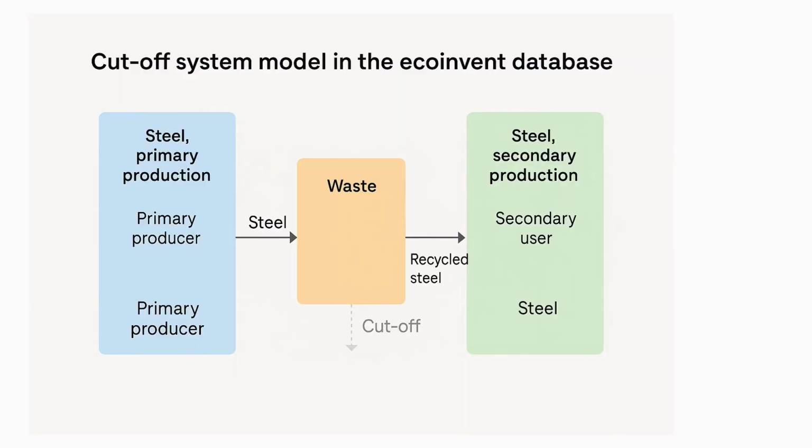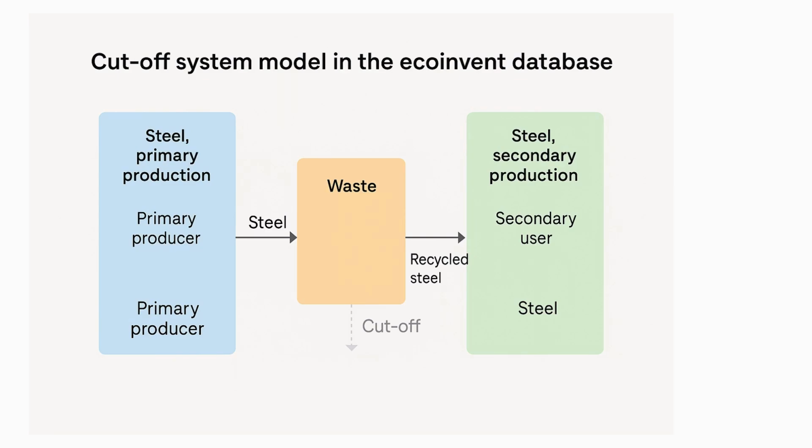This is a typical example of a steel production system. Here steel is produced by the manufacturer. Let's say it's a primary producer. During production, steel waste or scrap is expected. It is very natural. So now the question is, who is responsible for the environmental burden associated with this scrap or waste? Here cutoff gives us the answer to this specific question.